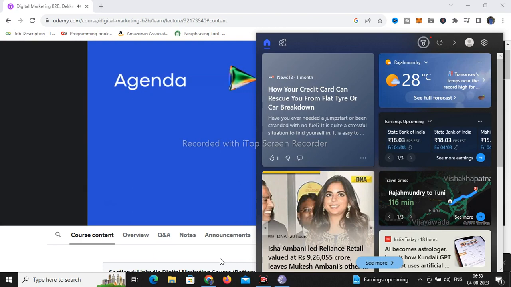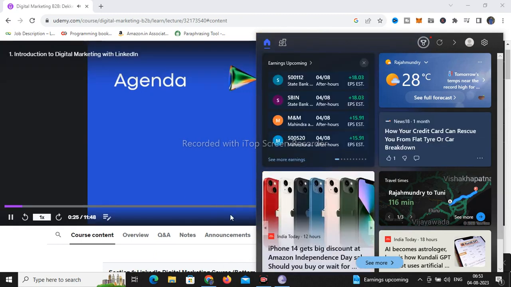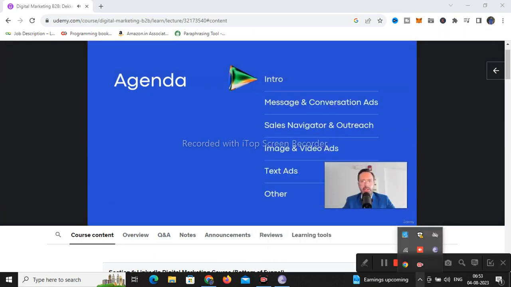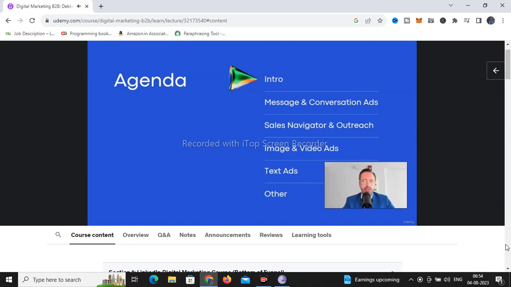Then we're going to talk about Sales Navigator and outreach, so doing things like cold email, LinkedIn message automation, connection requests, that sort of stuff. Then we're going to get into image and video ads, which are the more standard types of advertisements that people usually think of when they talk about LinkedIn marketing. Then we're going to get into text ads, which were the original type of ads that LinkedIn had way back when I started in 2011, that look kind of like Google ads but have little images. And then we'll talk about some other concepts.